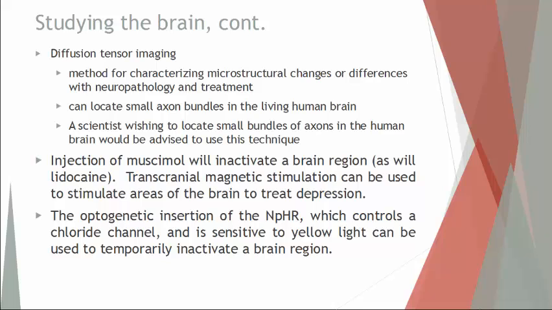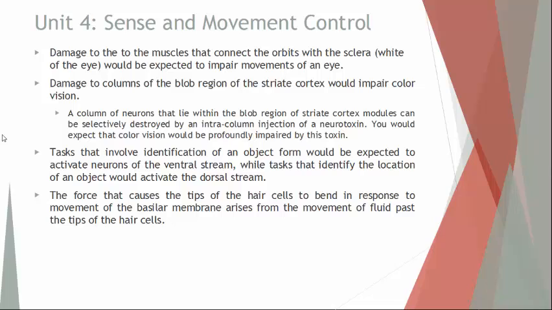So you are controlling neural activity. You're controlling brain tissue by using a combination of a protein and a particular frequency of light. Again, when you're studying the brain, it's much easier to do it when it's not as active. Okay, next we'll move on to unit number 4, sense and movement control.